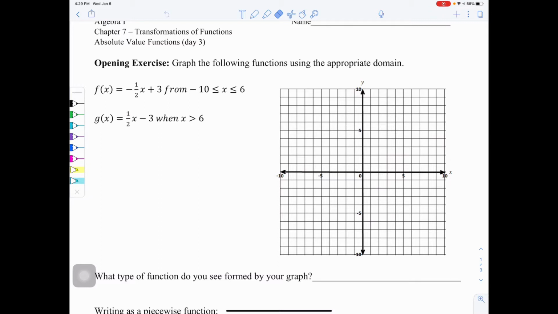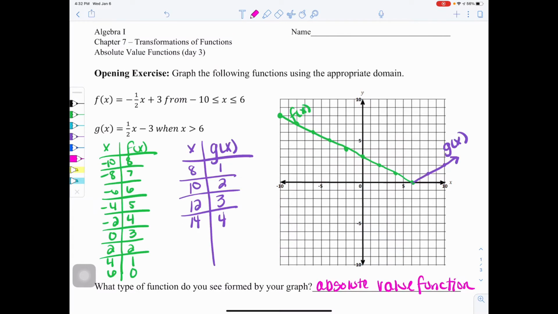Okay, so you've tried the opening exercise. Let's go over the answers. In green, you will see my table of values for f of x. I was supposed to graph that function from -10 to 6, making sure to include -10 and 6. And you can see I wrote down the coordinates that would be nice to plot on the coordinate grid. All of those values came from the graphing calculator by going to the y equals screen, typing in the function, and writing down my values from the table.